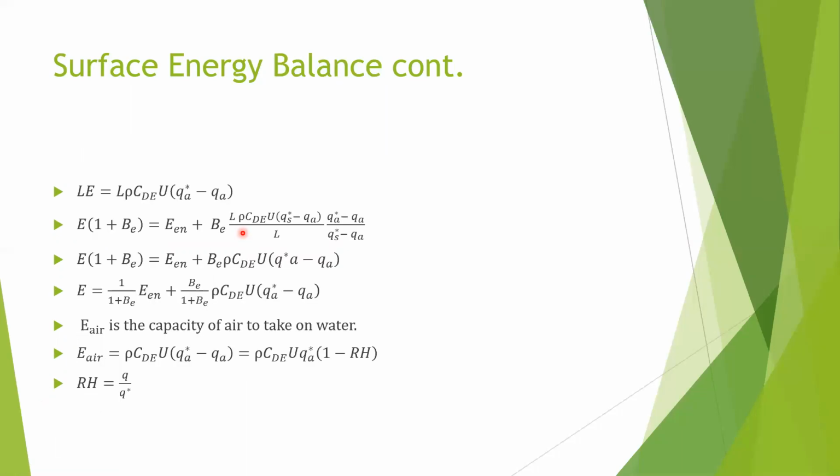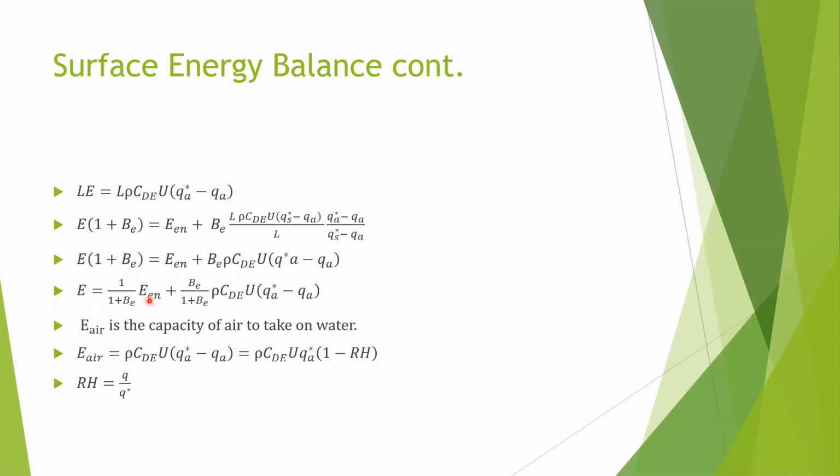Okay, let's continue the derivation from the surface energy balance. The bulk aerodynamic formula defines the latent heat of the water, which is the equation right here. Then we substitute into the previous equation, we get the following. We substitute in this part. Then rearrange the terms a little bit, we get the E_EN and the E_air.